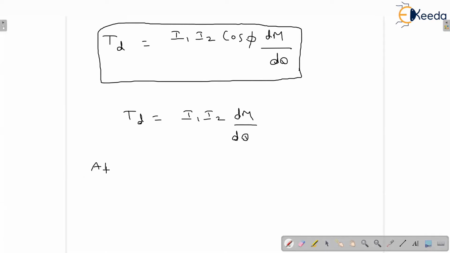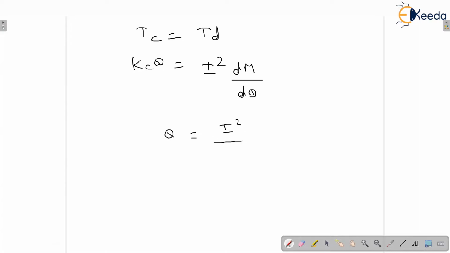So at final steady state position, Tc equal to Td. So Tc equal to Td means Kc theta is equal to I square dm by d theta. So theta equal to I square by Kc dm by d theta.